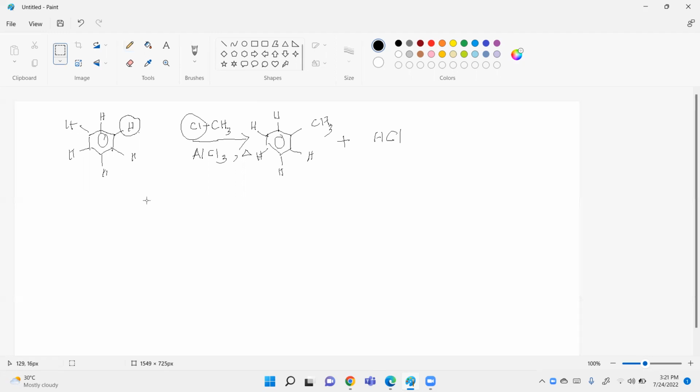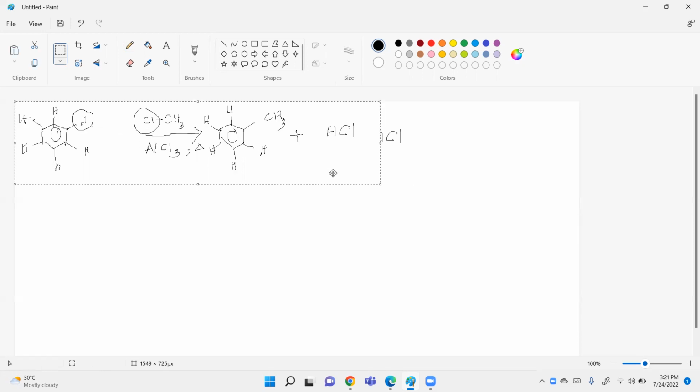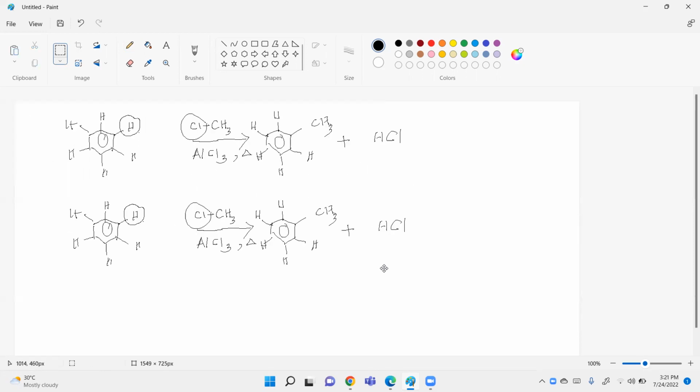I'll take another example now. I'll copy the same thing and I'll modify it. This is just to say that these reactions are very much similar. Now I want to add something else. What is it? Probably, let me take another halogenoalkane. This time the halogenoalkane I'm going to use, take it like this: chlorine, CH3, one more CH3 here. Just assume one hydrogen is here, one chlorine is here.